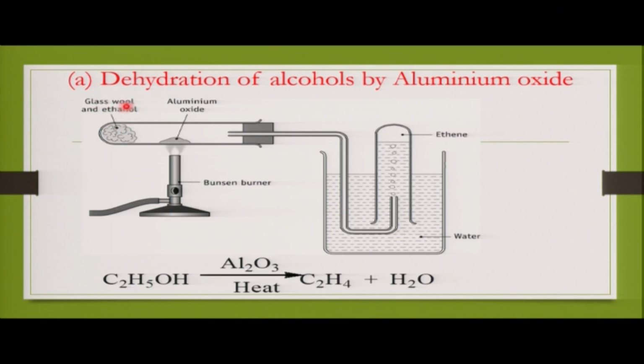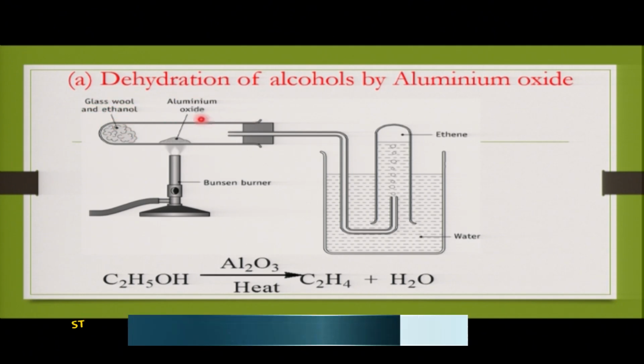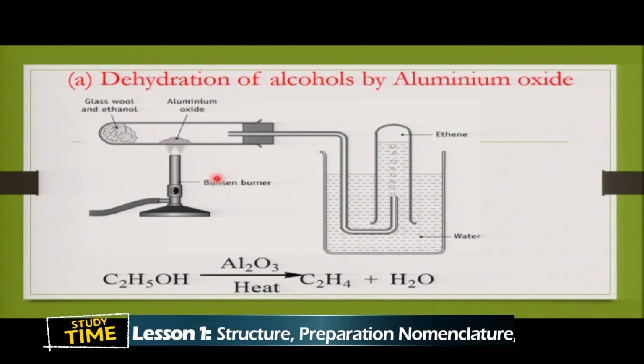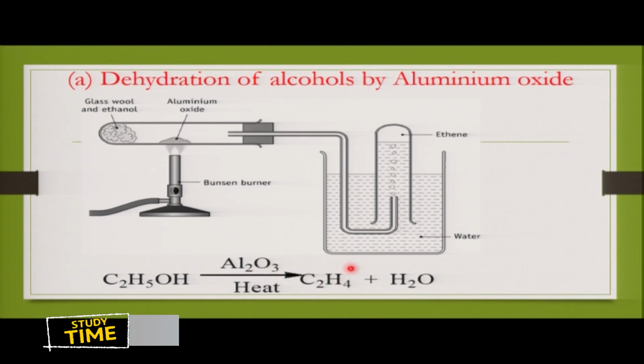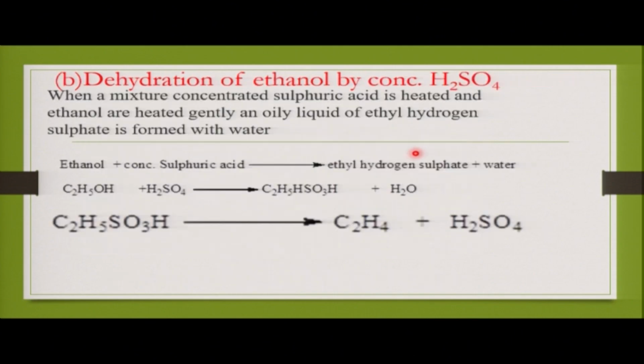You have the glass wool soaked with ethanol, and then aluminum oxide as a catalyst heated at around 350 degrees Celsius, it will produce ethene. That is one other method, which is dehydration by aluminum oxide as a catalyst, and heat. The heat must be 350 degrees Celsius. So the ethene is produced. So that is another method.